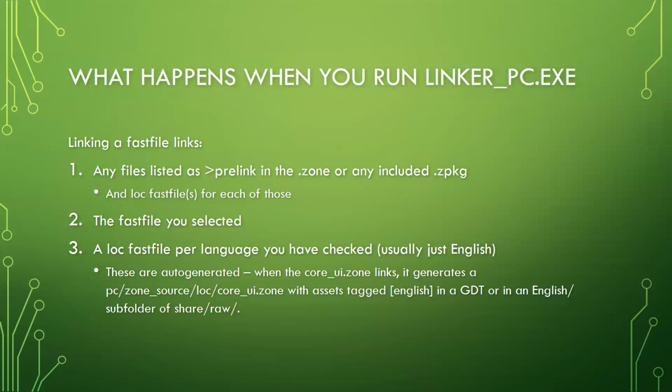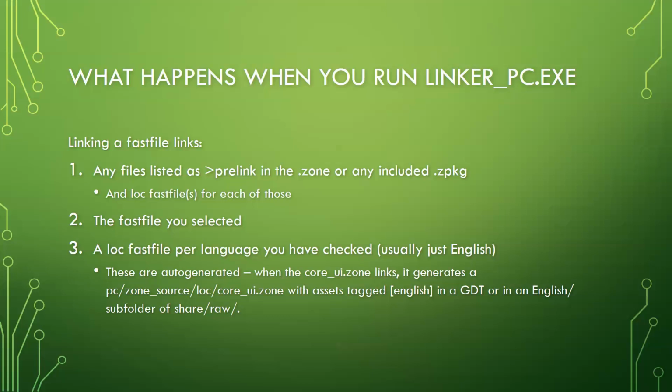It links the prelinks. So like I said, core all links core pre-GFX, core GFX, and 5 other fast files. Core frontend has a line that says prelink core frontend patch. So that's why you'll see in Rex it says core frontend, and if you click plus it'll say core frontend patch. It's the prelink that made that show up in Rex, and that's the prelink that makes that actually happen. So the first thing it does is the prelinks. They're called prelinks because they happen first.